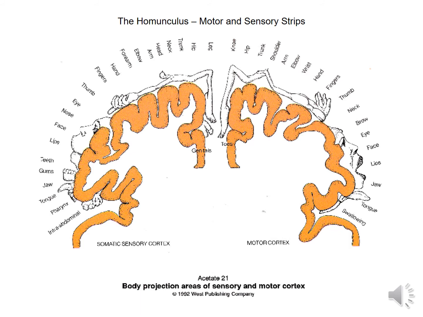If you were to take a probe and touch the motor strip on the left side of the brain, near the thumb, the right thumb would start to twitch. If you touched the nose area on the somatosensory strip, the person would experience a sensation on their nose, even though there's nothing there. So they're both like topographic maps of the body. And by the way, homunculus means little person. So if you look carefully, you can see a little motor person on the right, and a little sensory person on the left.